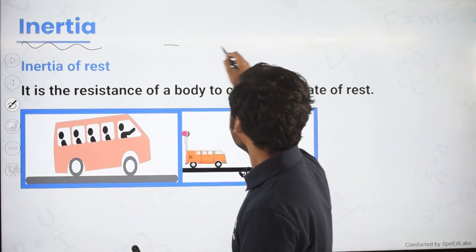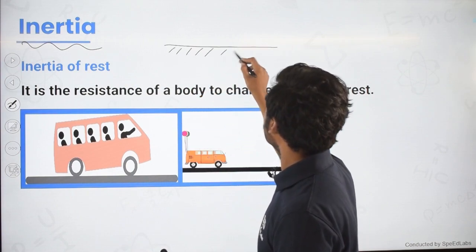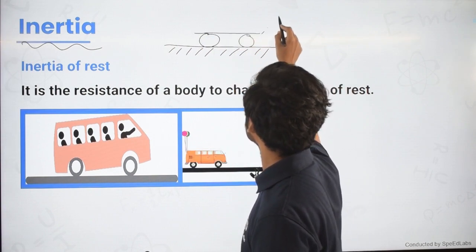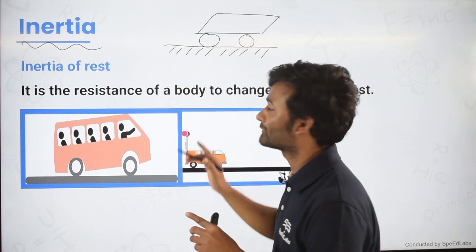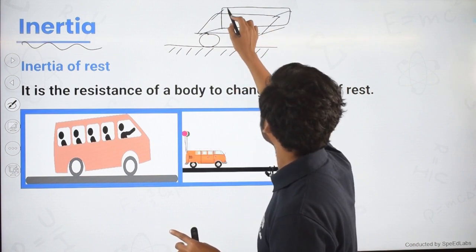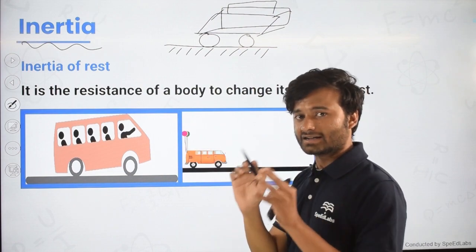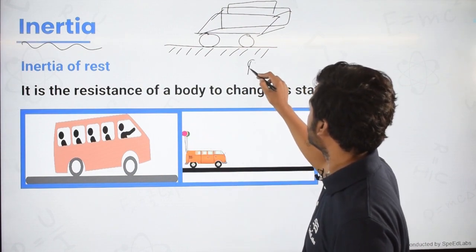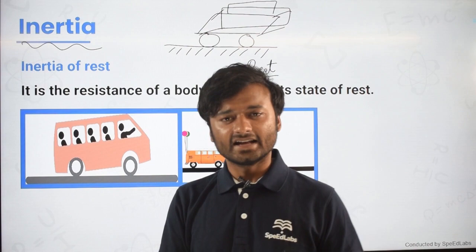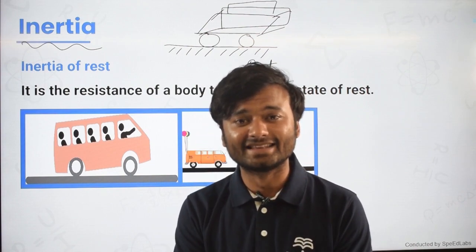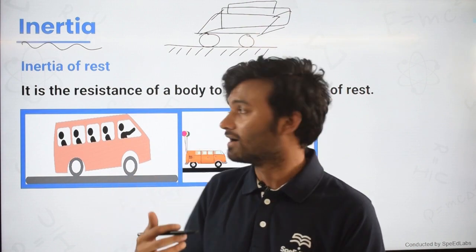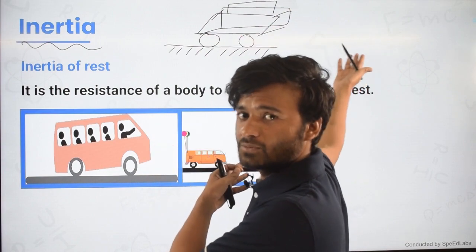See, consider a surface, and let's say I have a car like this. I'm very bad at making cars, so please don't laugh. This is the car. Consider this as a car. This is my car. Now consider initially it is at rest. The property of inertia states that this car will always remain in the state of rest until and unless we apply some external force to make this car go into the state of motion.